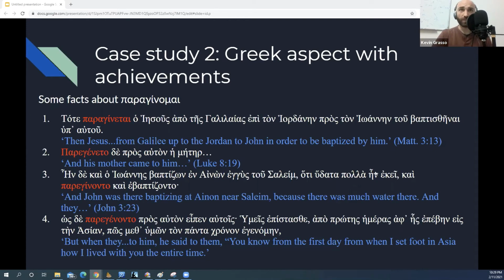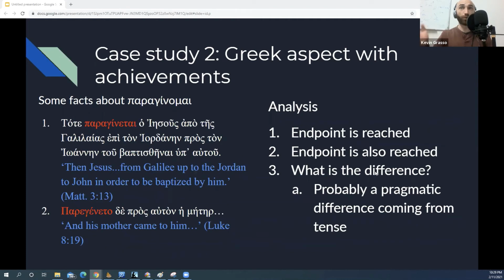Okay, so in both of these, the endpoint is reached, in 1 and 2, right? And so what is the difference? Probably there's a pragmatic difference between the tenses, right? So the difference here is not the aspect, whether or not Jesus or his mother made it to the destination, but it's, in one, the historical present use, and whatever that means, which we won't get into, versus the aorist in 2. Okay, so that's the reason why the verb form is used differently, not anything especially different.